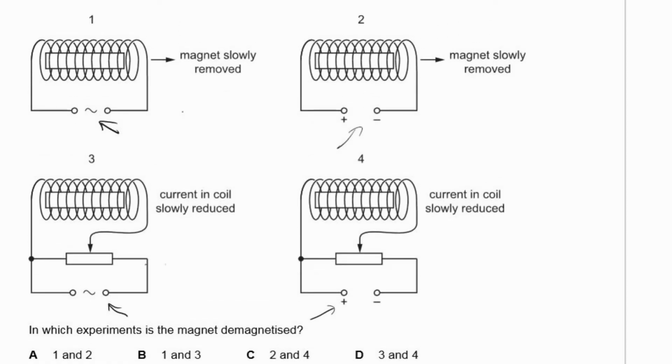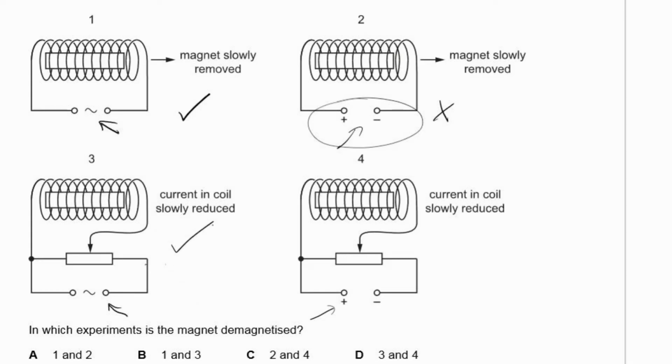So, if we look at 1, it would be demagnetized. That's a recognized way of getting rid of magnetism. 2, it would not be demagnetized because the current's always travelling in the same direction, so it would just maintain its magnetism based around this external magnetic field from the wire. Okay.